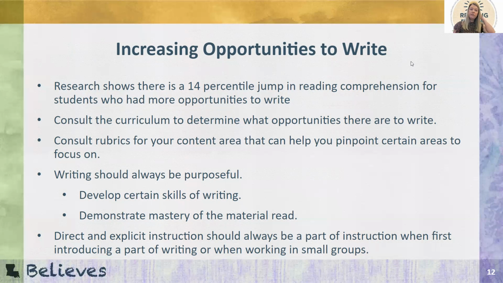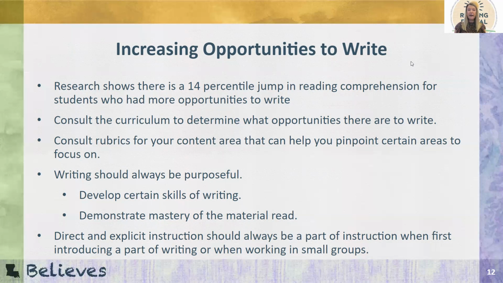Consult your curriculum to determine what opportunities there are to write already. A lot of curricula ask the students to develop a CER. Definitely use those as opportunities to deliver that explicit and direct teaching so that they can produce one like that on their own, but also, pairing it with that text to help improve their reading comprehension. Consult rubrics for your content area that can help you pinpoint certain areas to focus on.